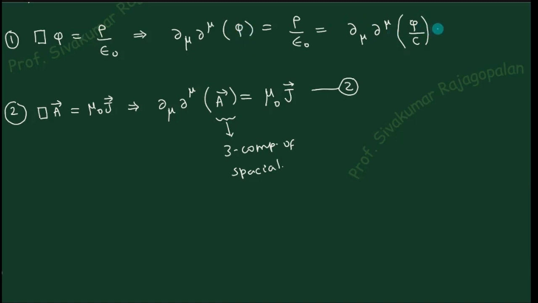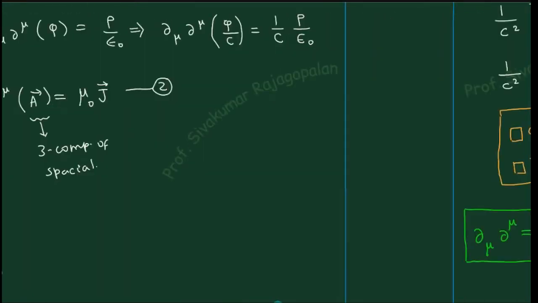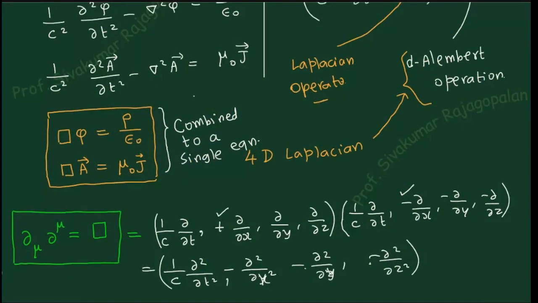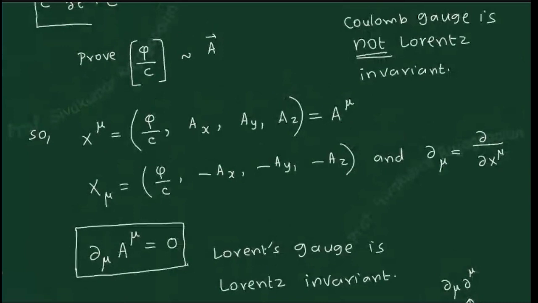If I write phi by c, then on the right side you also have to put a 1 by c. So let me put a 1 by c on the right hand side: 1 by c, rho by epsilon naught. That's all about it. So the same equation is now rewritten like this. Now I am happy to see phi by c there, because the same phi by c was used sometime back in writing the 4 vector. Maybe I did not delete it. Here it is, phi by c is there.